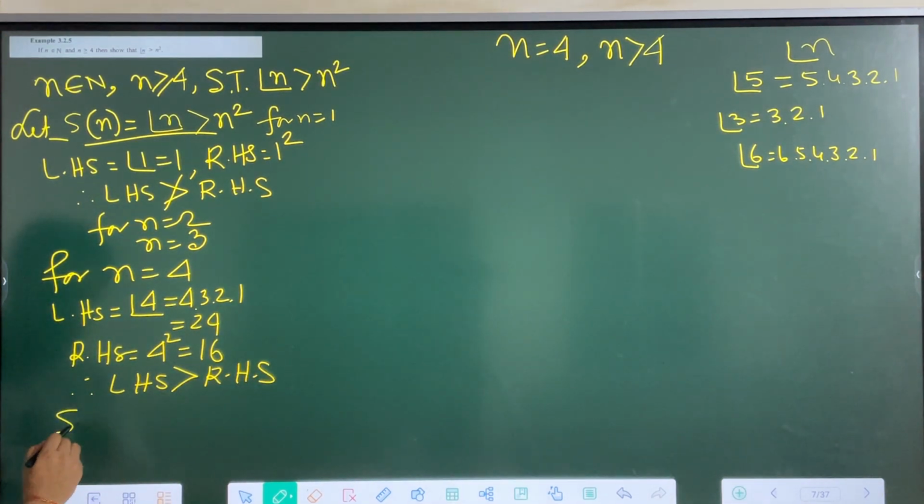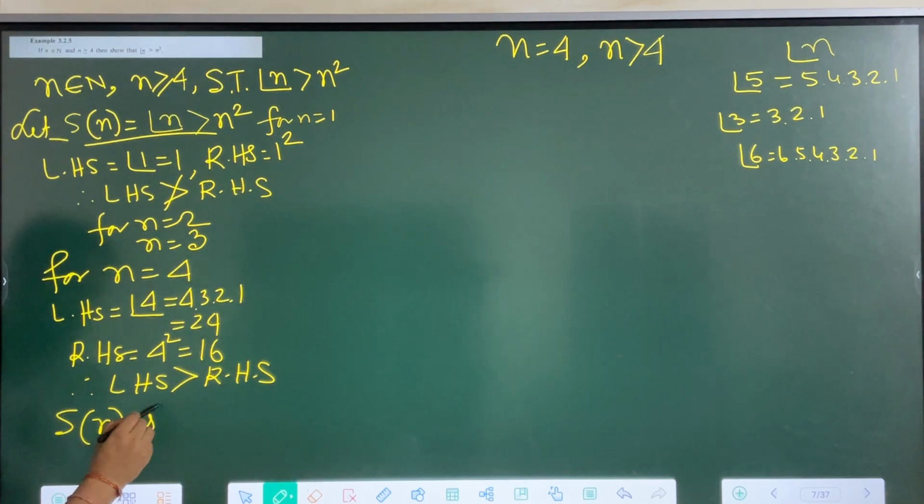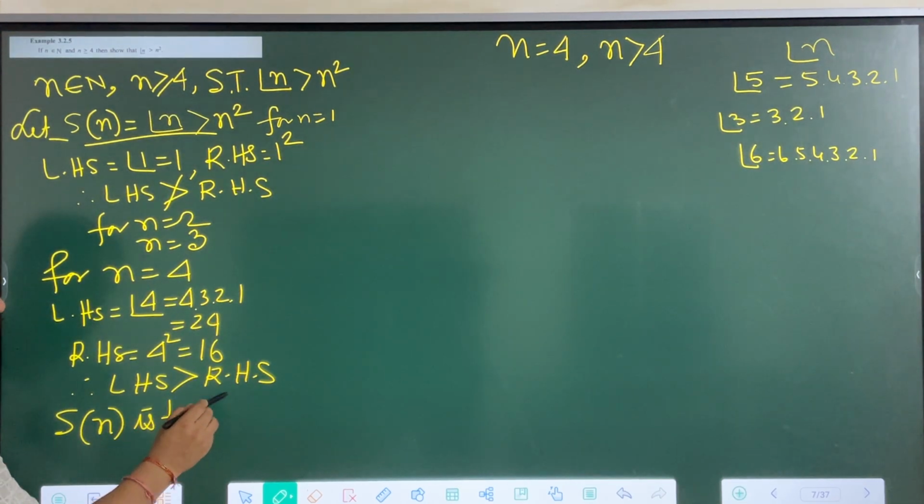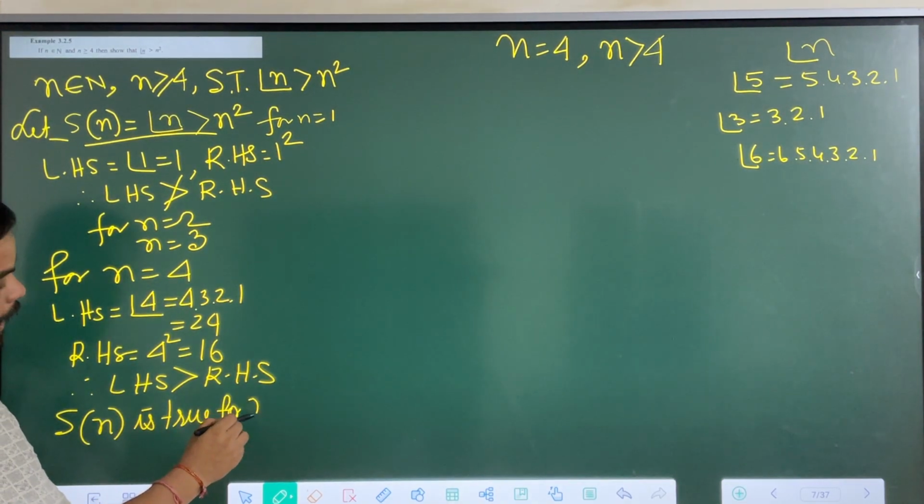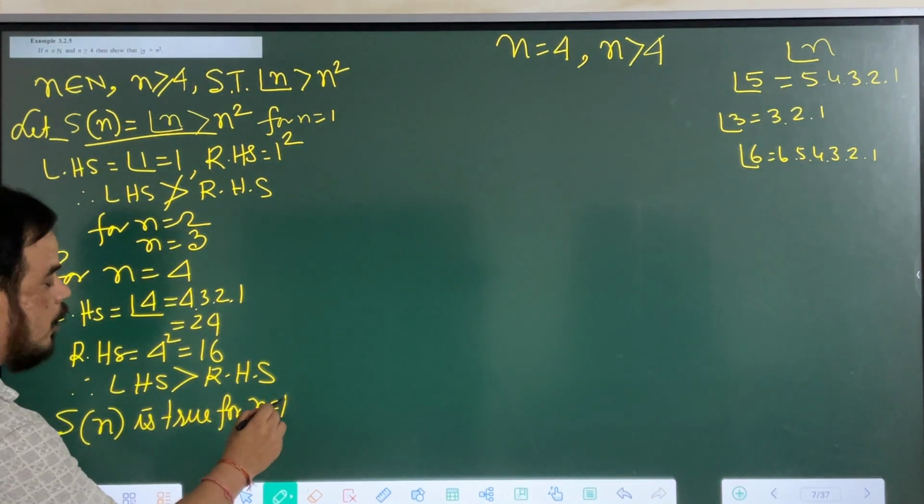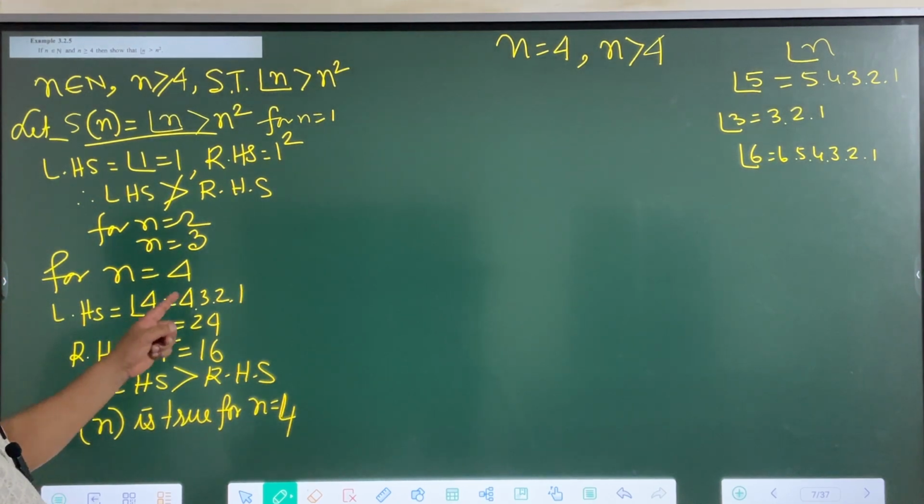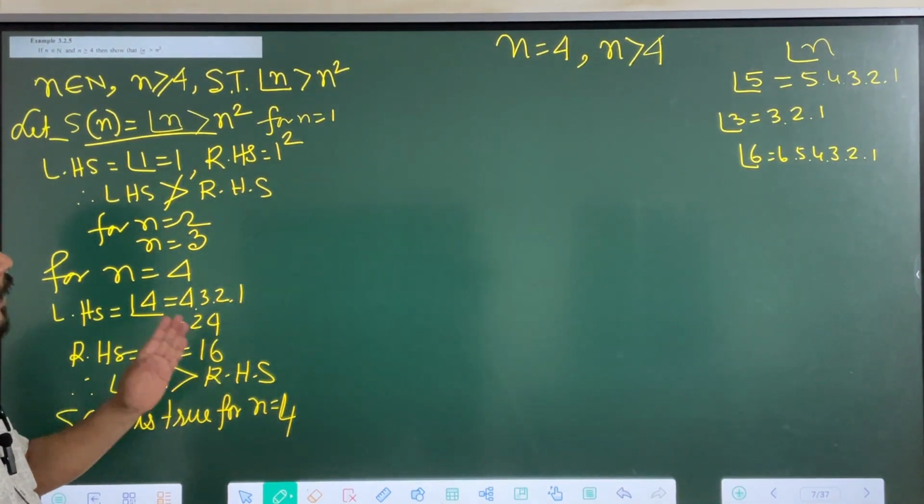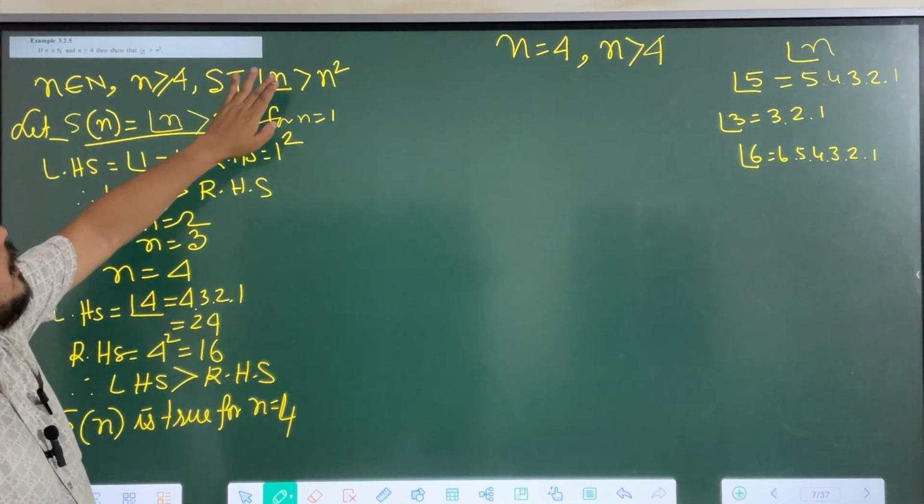Now we can write Sn is true for n equals to 1. Now we can write, so n is equal to 4. When n equals to 4, then only LHS is greater than RHS. LHS is greater than RHS.